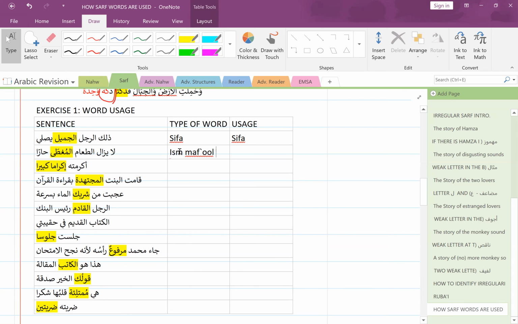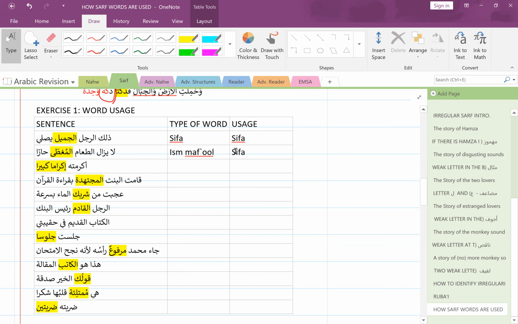So لا يزال الطعام المغطى حارا. And what kind of a role is it doing here? This ism maf'ul is a sifa because it is describing the food. لا يزال means still. So the food, the covered food, mughta means to cover, the thing that is covered. So the covered food is still hot. That's what the sentence means.